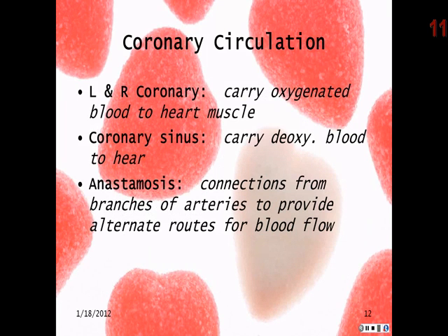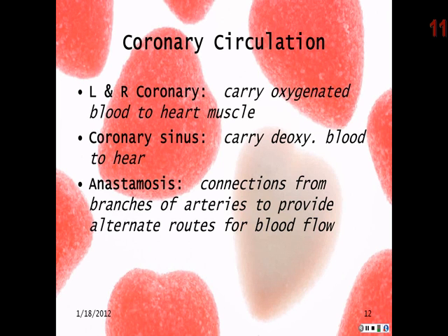The coronary circulation is the blood flow to the heart muscle itself. There are 2 major arteries, the left and right coronary arteries, that branch off the 2 sides of the heart. Each of these branches into 3 branches. The coronary sinus drains the deoxygenated blood from the heart.